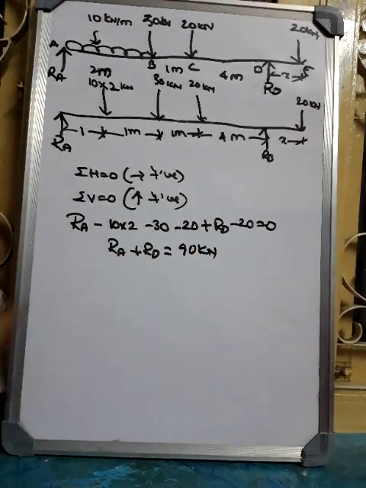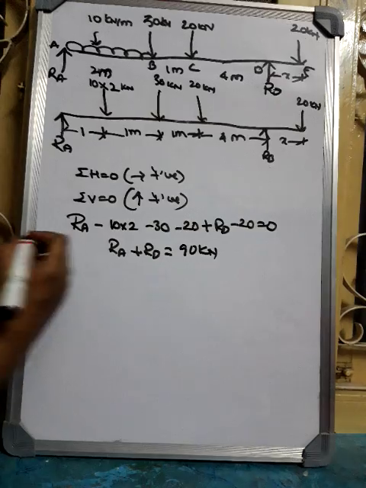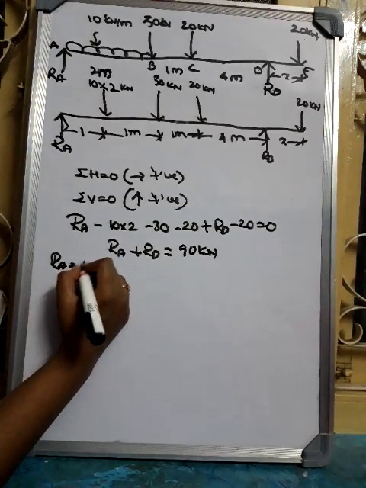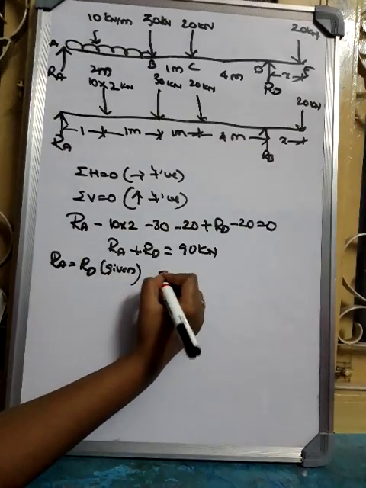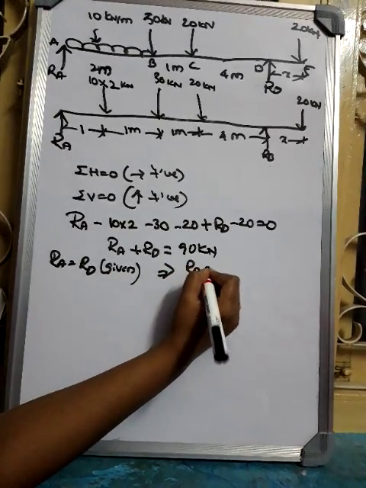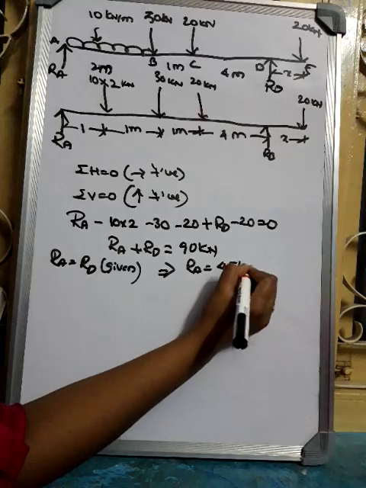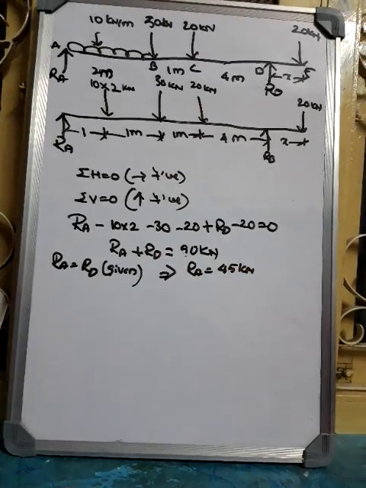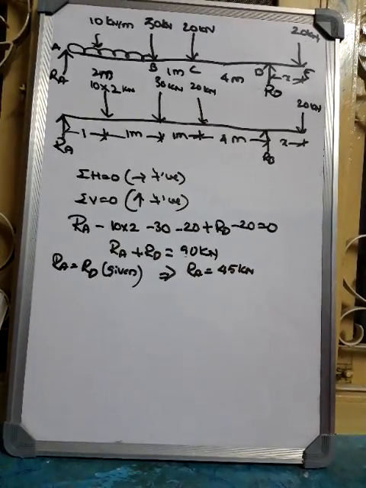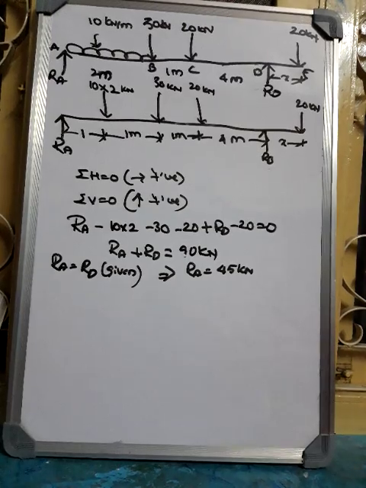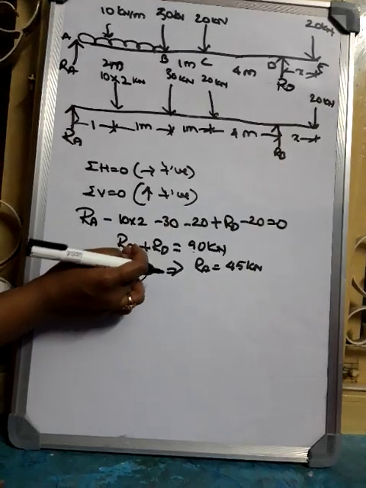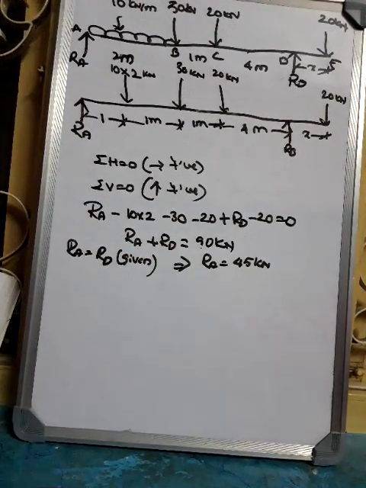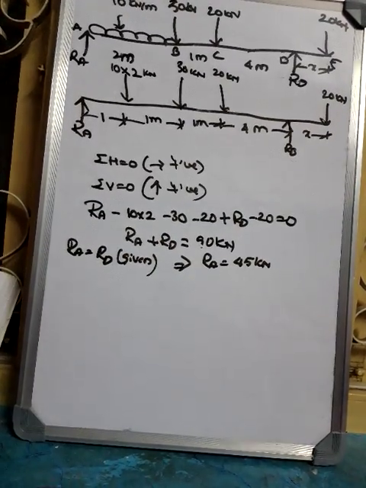Now we have RA is equal to RD. It is given in the question itself. That's why you'll be getting RA equal to 45 kilonewton. Using this condition, 2 RA is equal to 90 kilonewton, that is RA will be equal to 45 kilonewton. So here you substitute, you will be getting RA equal to 45.